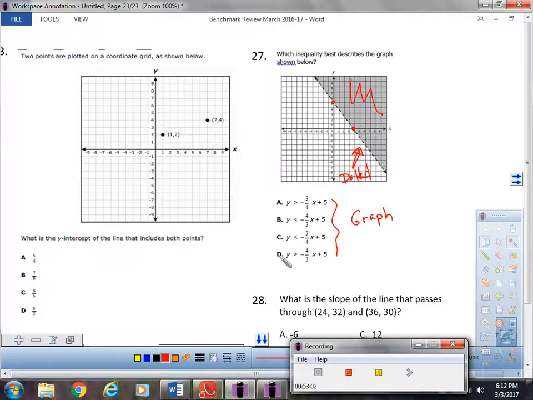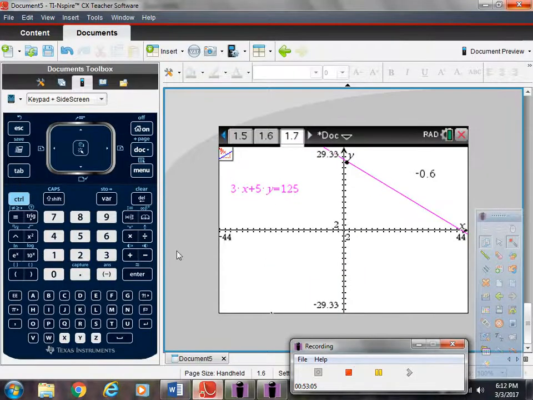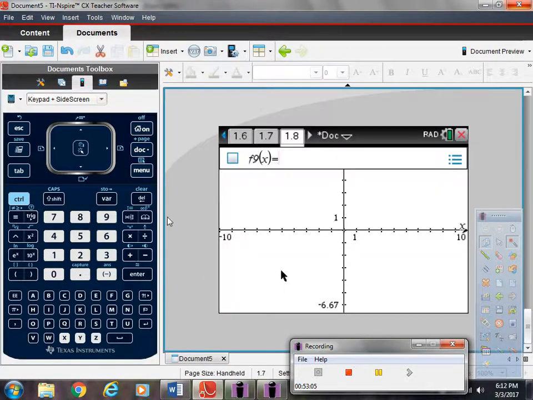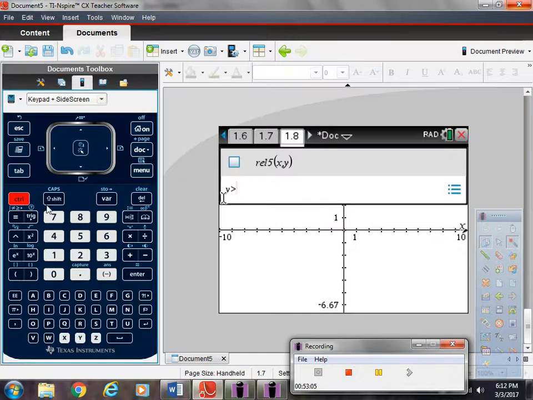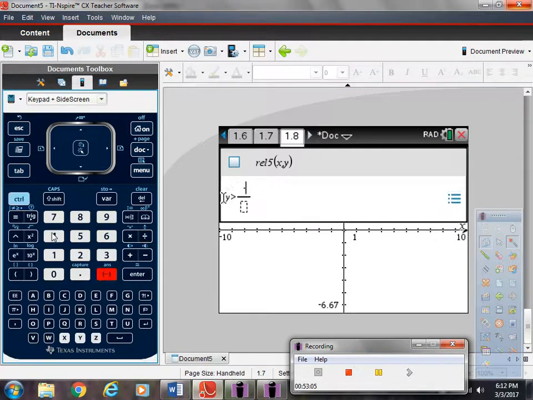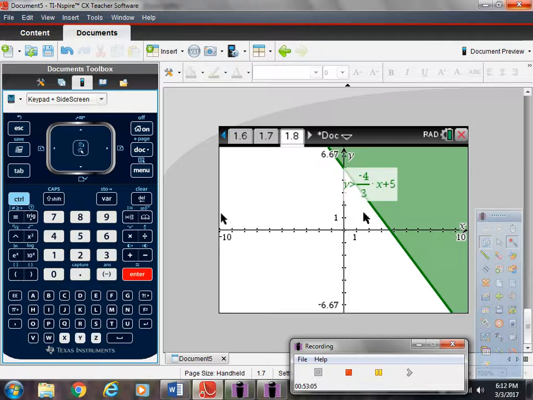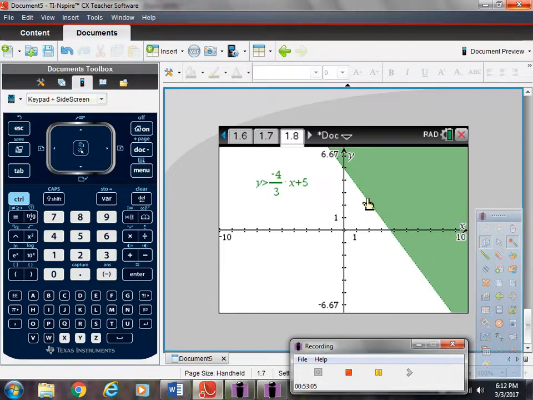Now the correct answer here would have been D. So again, I can quickly show you here. We can go to Y. The correct answer was this one. Y is greater than, control divide, negative 4 over 3x and then plus 5. Now do you see how it looks solid? That's what I mean, it looks deceiving. You have to click on the line so it lightens the shading. You can see that it is a dotted line. It is going through somewhere around 4 and 5, so this is definitely the answer.